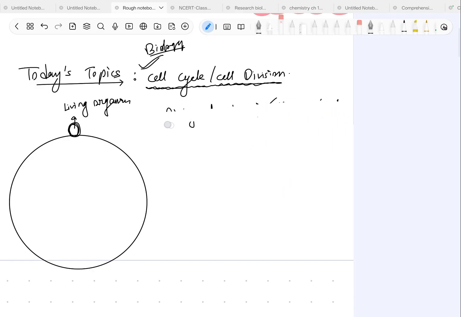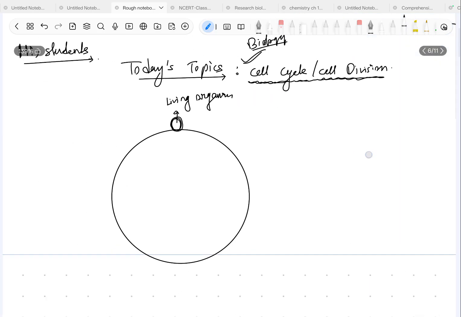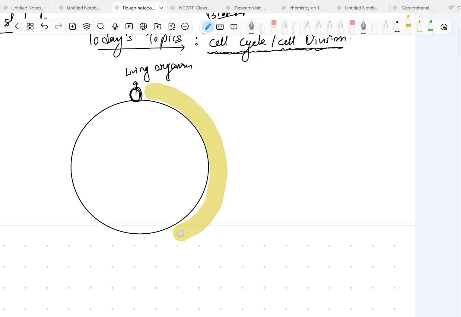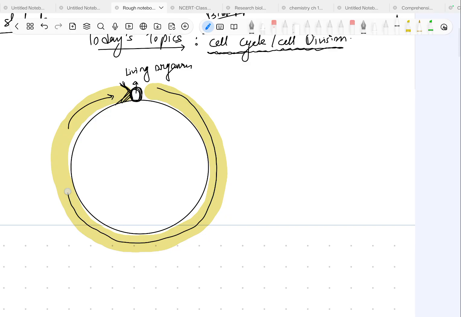Let me erase it first. So this living organism will perform a cycle. This is the cycle. It will perform many processes. It will go under many enzyme and hormonal changes and many fundamental and physical changes, and then it will come to the last stage of the cycle. The organism will go through a cycle. So this is the cycle.